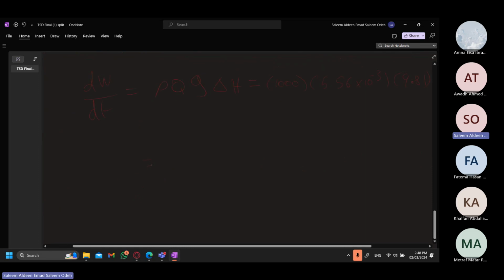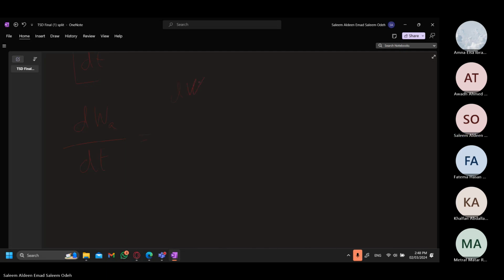after multiplying all of them together, we'll have a power of 5941.43. But they told us to find the expected power. So we'll take this and we will write it as so. So to find the expected power, the equation for it is dWA over dt, which equals dW over dt over the expected efficiency.